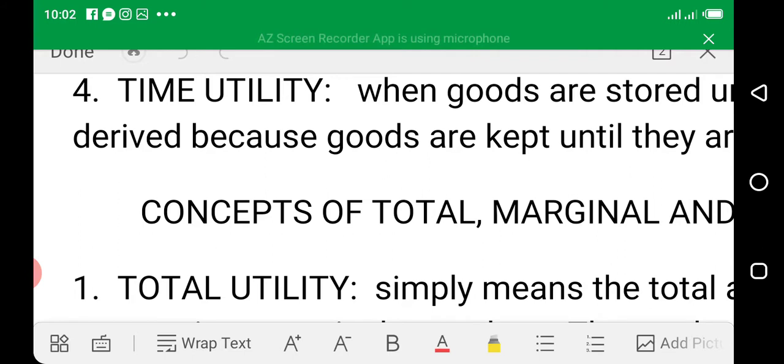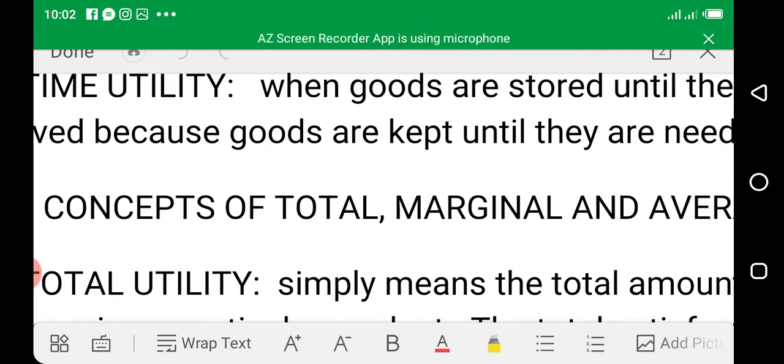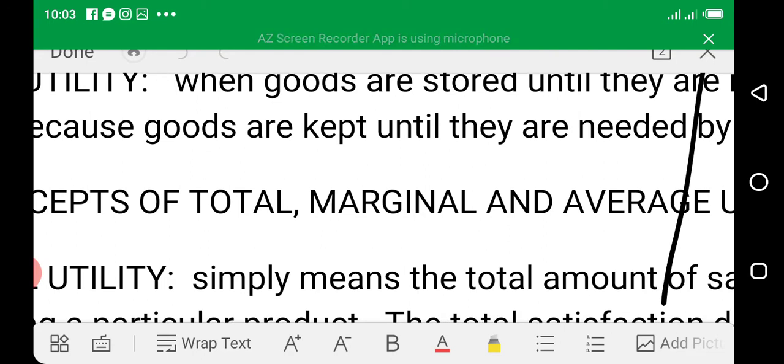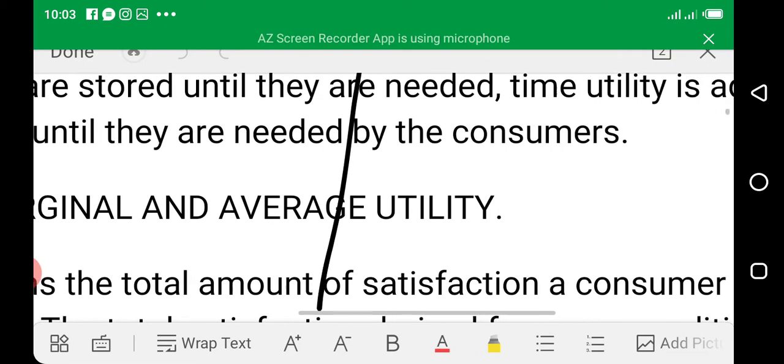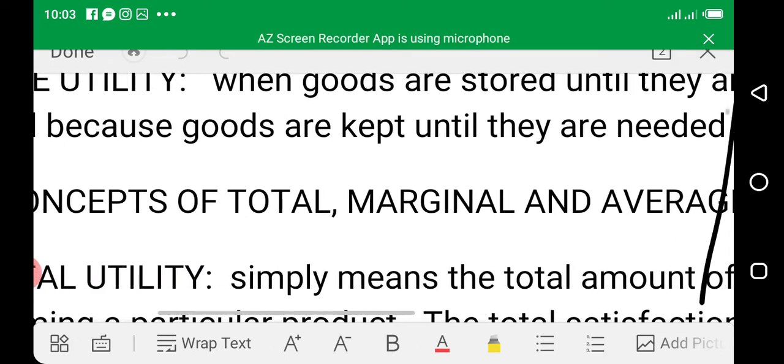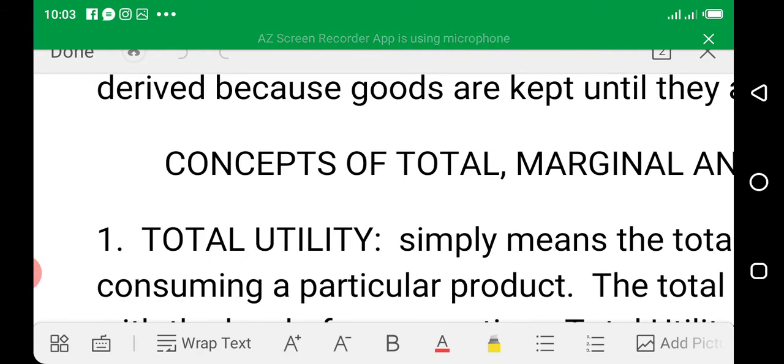Then the last one is time utility. This is the kind of utility that arises when goods are stored until they are needed. Time utility is added because goods are kept until they are needed by the consumers. This has saved the consumers the agony of scarcity that could have happened had there been no place to store the goods ahead of use.